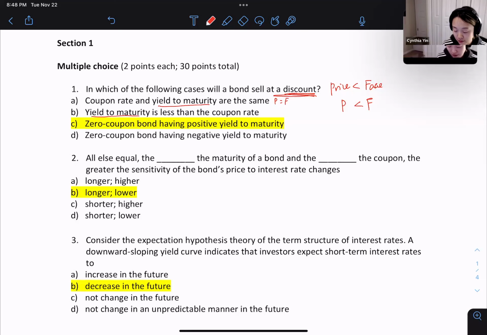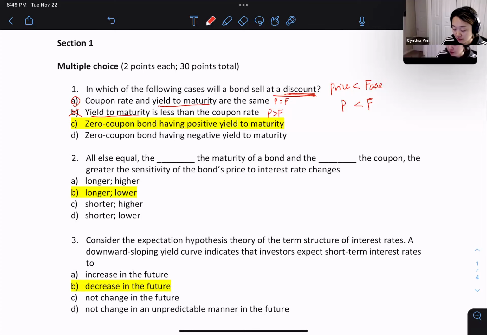So remember, the higher the yield to maturity, the lower the price will be. On the other hand, if the yield to maturity is lower than the coupon rate, the price gonna be higher than its face value. So from A, we know that if yield to maturity and coupon rate are the same, P gonna be equal to F, right? But if the yield to maturity is lower than the coupon rate, then the price gonna be higher than the face value. So B is wrong, it's the opposite, okay? C is the right answer.